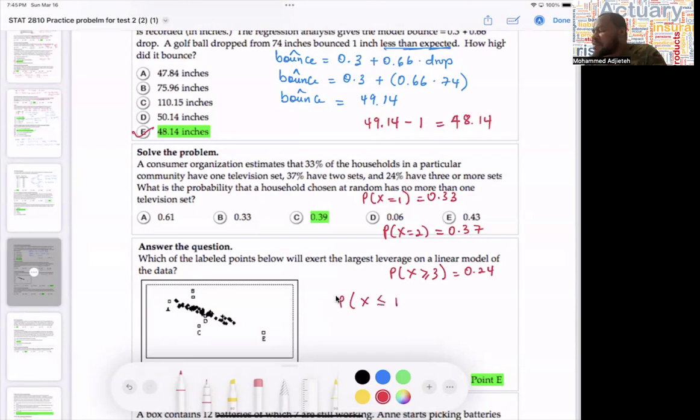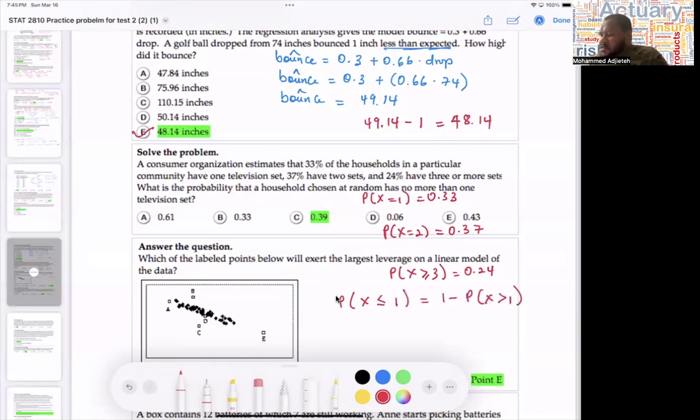Has no more than one means that the maximum they could have is 1. Or there could be some households that do not have television sets. So either you have one or you have none. That is what this one means. Have no more than one. So the maximum is 1. So this is how we write it. And we can solve this using the complement. So this is the same thing as 1 minus probability that X is greater than 1. We can use the complement to solve that.